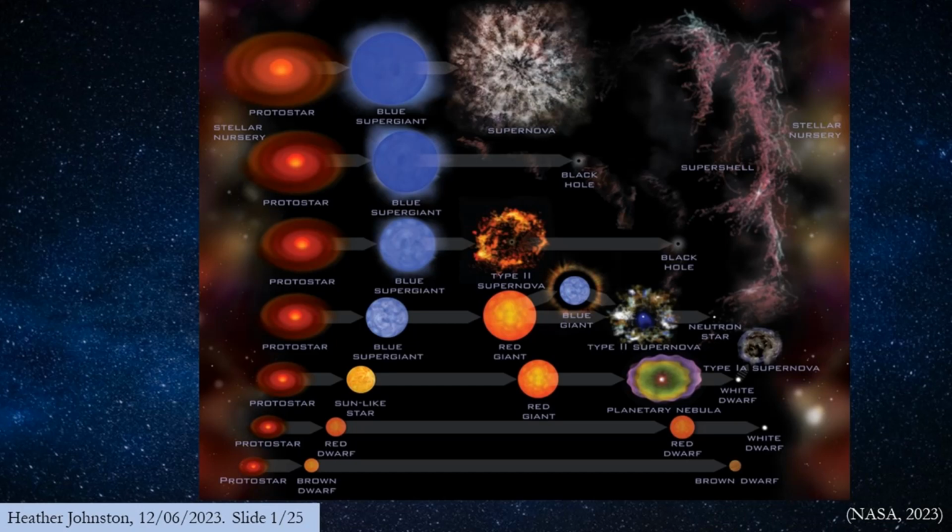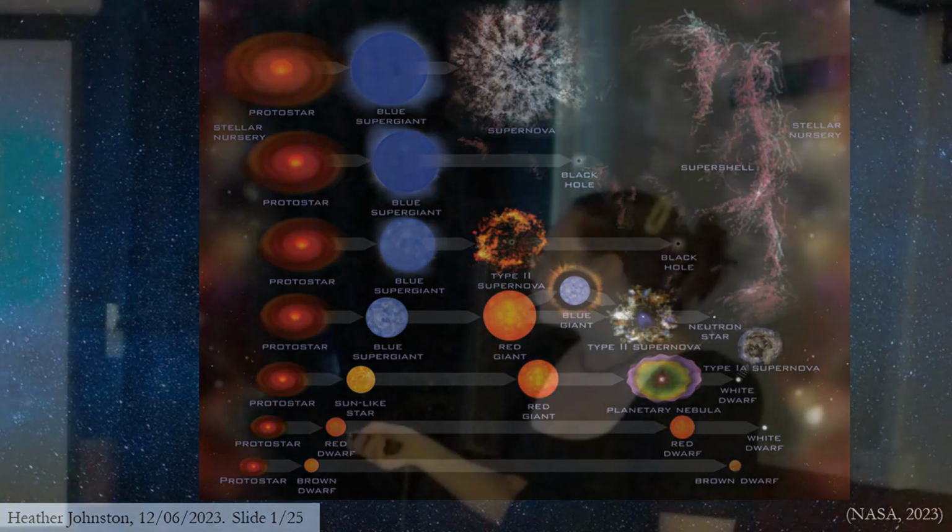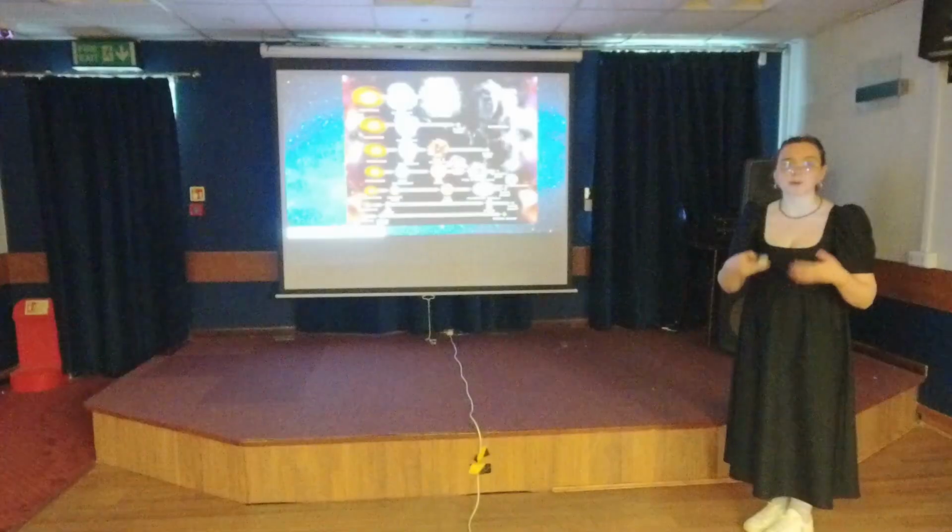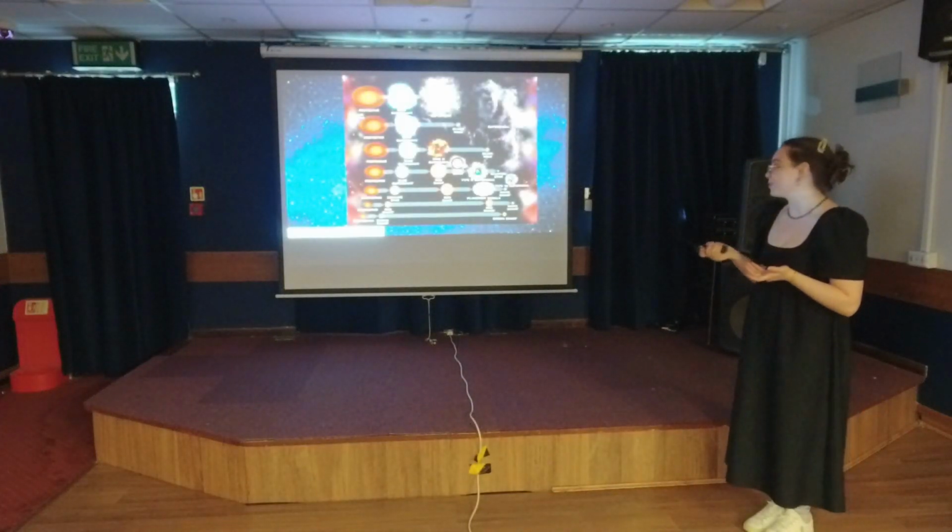If we go up a notch, we get something that looks like another slightly more massive protostar. We get a red dwarf, and that red dwarf also has a very, very long lifespan. It keeps burning and burning, but eventually will exhaust its material and will become a white dwarf.